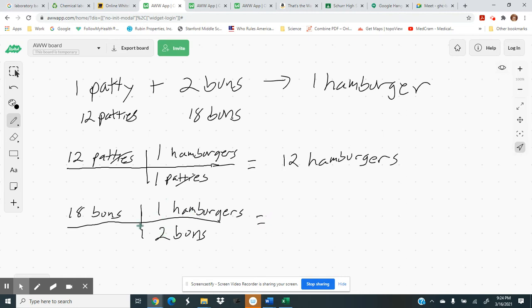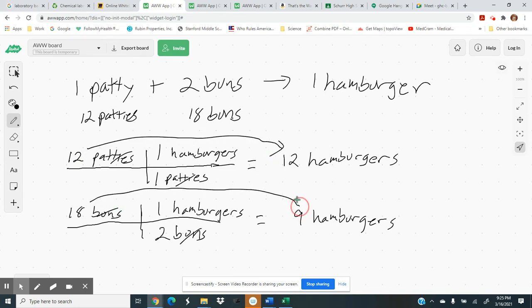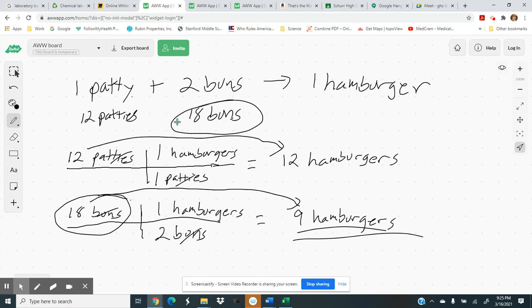So there's going to be 1 hamburger. 18 times 1 is 18, divided by 2. That's 9. Buns cancel, leaving me with hamburgers. So what this is telling me is that from 12 patties, I get 12 hamburgers. From 18 buns, I only get 9 hamburgers. This number is smaller than this one. Therefore, the 18 buns is the limiting reactant.